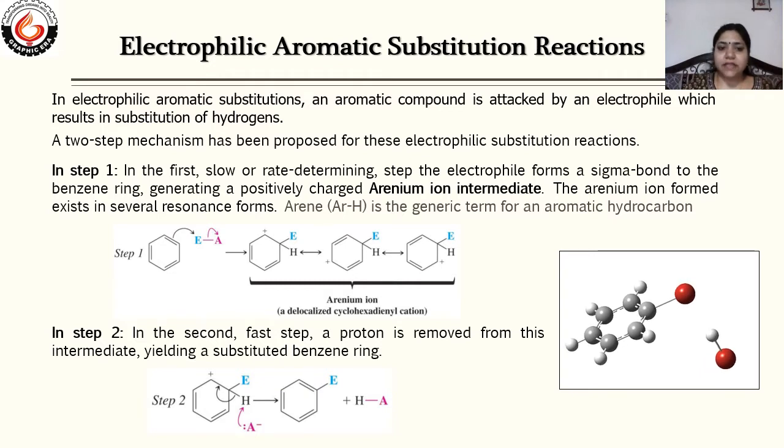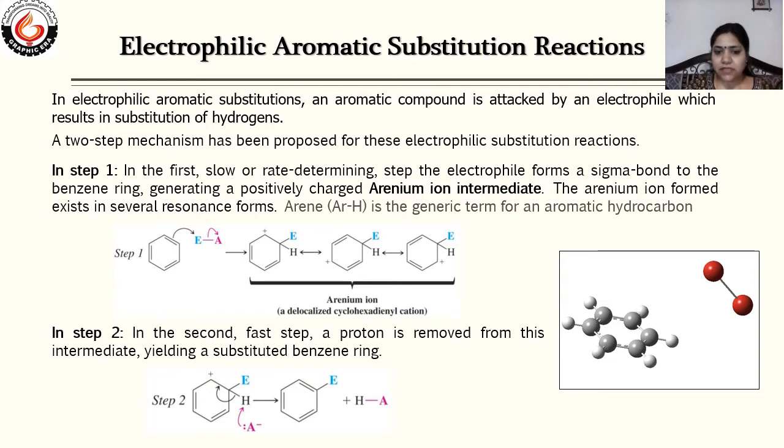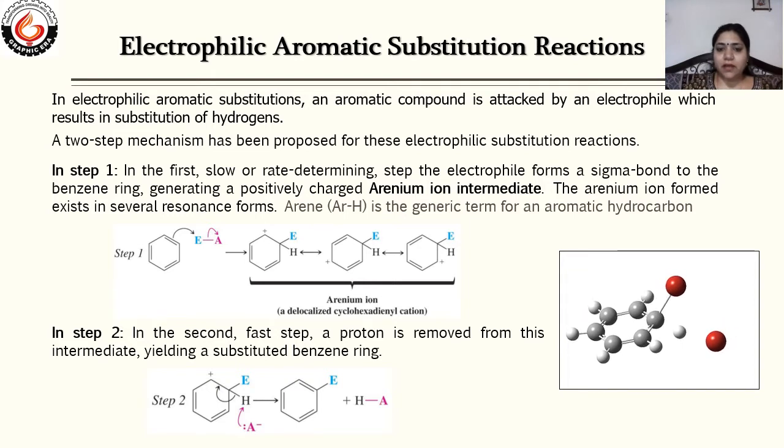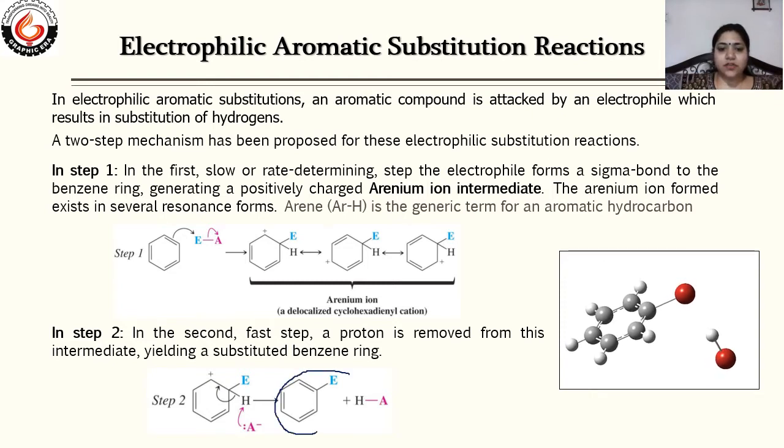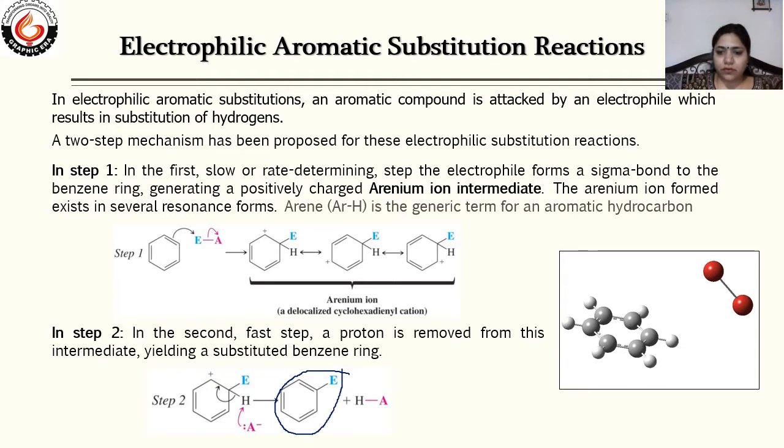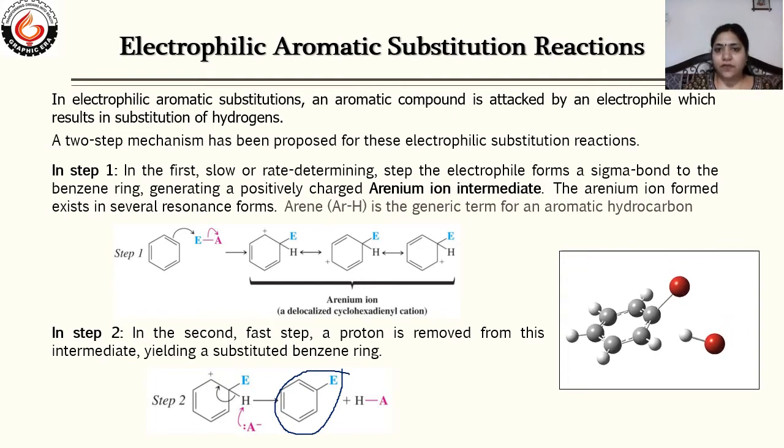The second step is a fast step, and in this step the proton, or you can say hydrogen, is removed from the intermediate which is the arenium ion. So from the arenium ion the hydrogen is removed, and this will give a substituted benzene. This is the substituted benzene where the electrophile has replaced the hydrogen. So this is the overall electrophilic aromatic substitution reaction, and it is also shown by this animation.